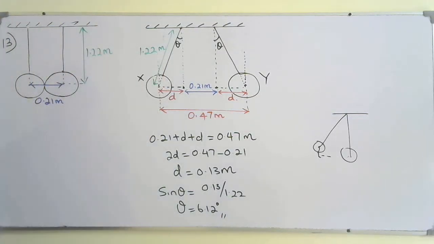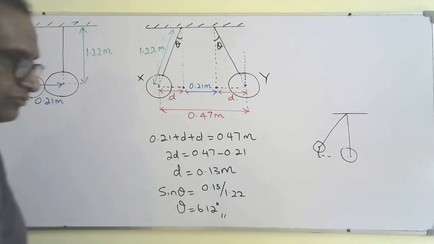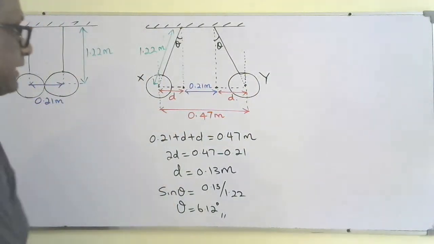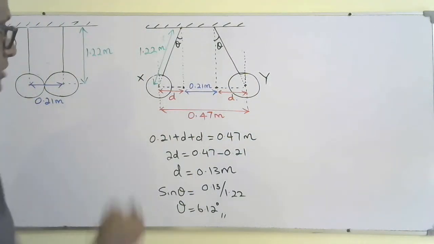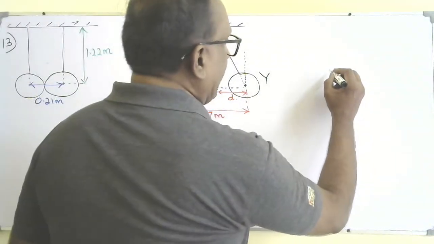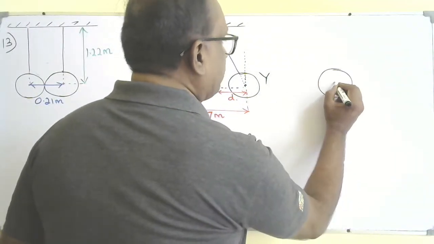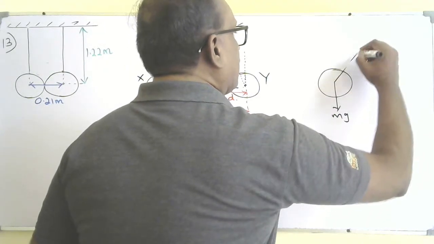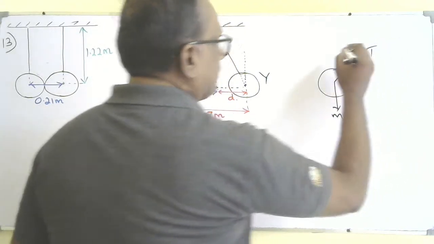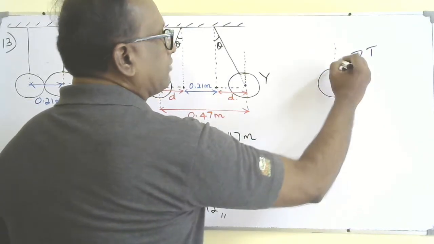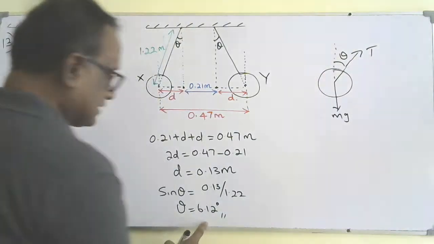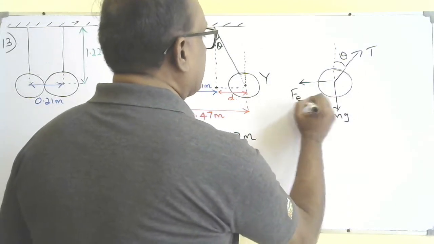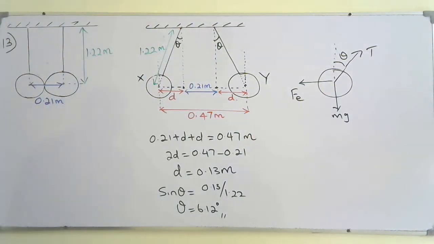Okay, so I know the angle theta. The only thing I need to find is the force acting. In the first part, we need to find the force acting on both balloons. So I can think about balloon X. It has weight vertically downwards, mg. The tension T is acting along this direction, which makes an angle theta. I already found the angle theta, 6.12. There is an electrostatic force Fe. So I need to find the electrostatic force.